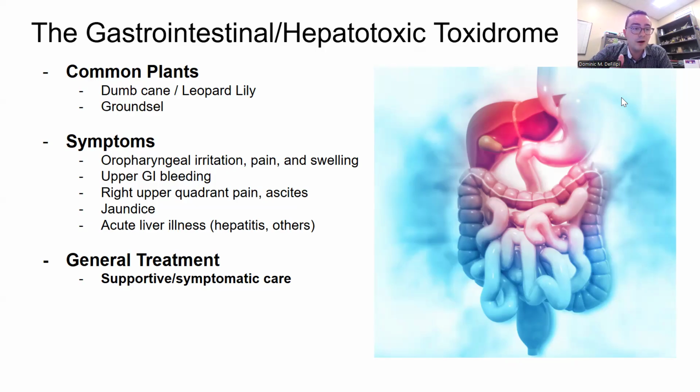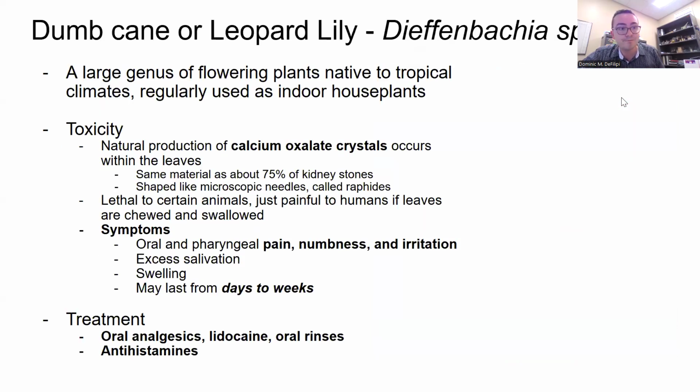The symptoms are oropharyngeal irritation sometimes, pain and swelling, upper GI bleeding, right upper quadrant pain and ascites, that has to do with your liver, right? Jaundice, again, a symptom of hepatotoxicity, and acute liver illness, hepatitis, or others. The general treatment, again, for these is supportive or symptomatic care.